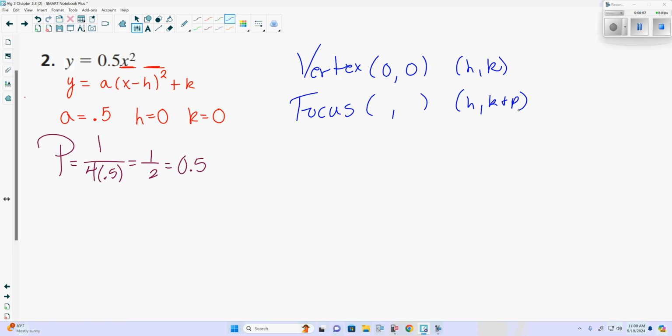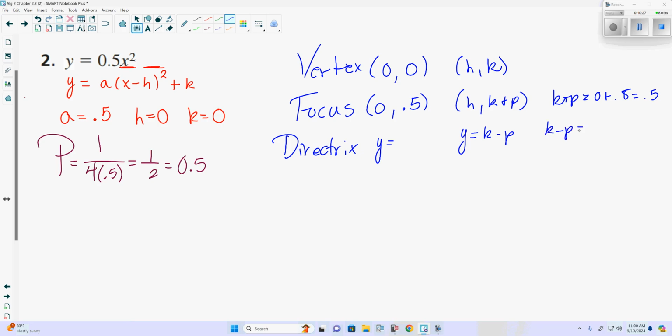So p is 0.5. With x equals, it is h plus p comma k. But since we're looking at y equals, it's h comma k plus p. So h would be 0. Our k plus p would be 0 plus 0.5, which is just 0.5. Directrix: we have y equals k minus p, so 0 minus 0.5, which is negative 0.5.